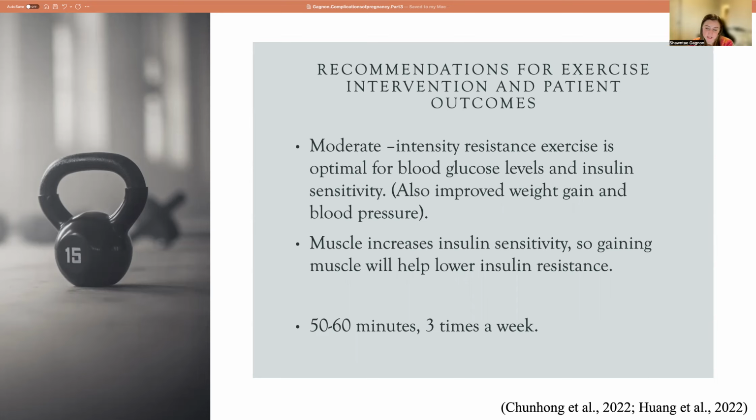50 to 60 minutes, 3 times a week. That's what the RCTs did, but it's likely you could divvy that out for what works for the patient. If that's 45 minutes a day, 5 times a week or something like that, whatever works for them, doing that moderate intensity resistance training.